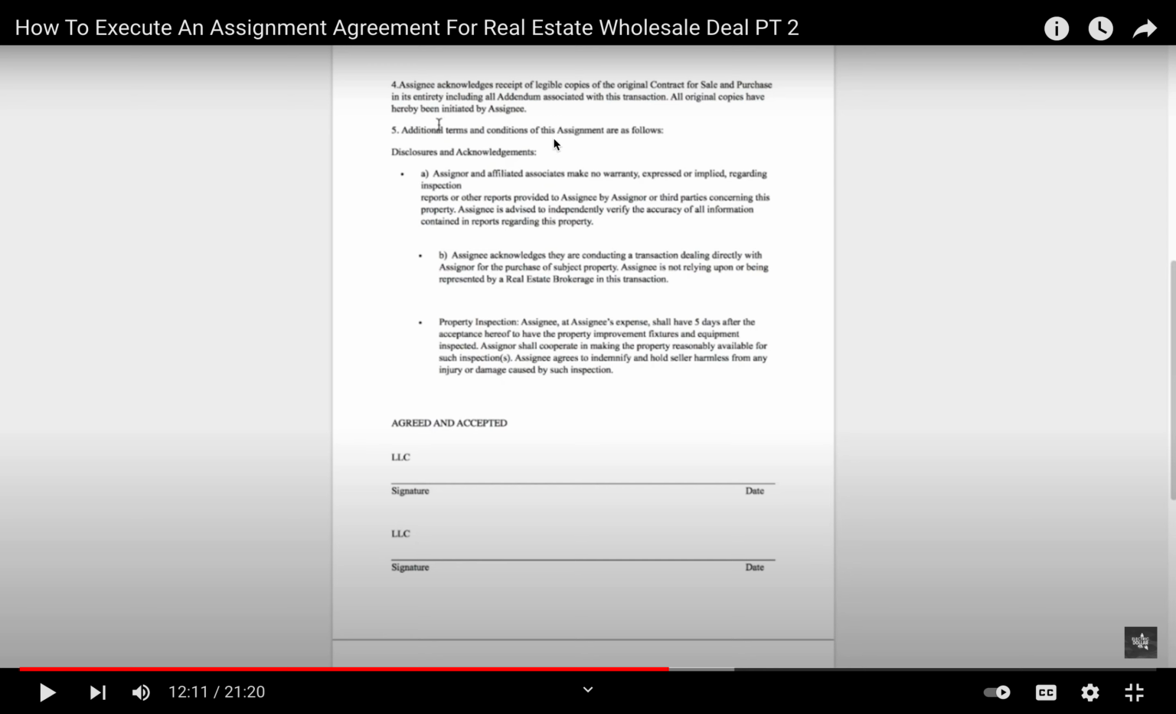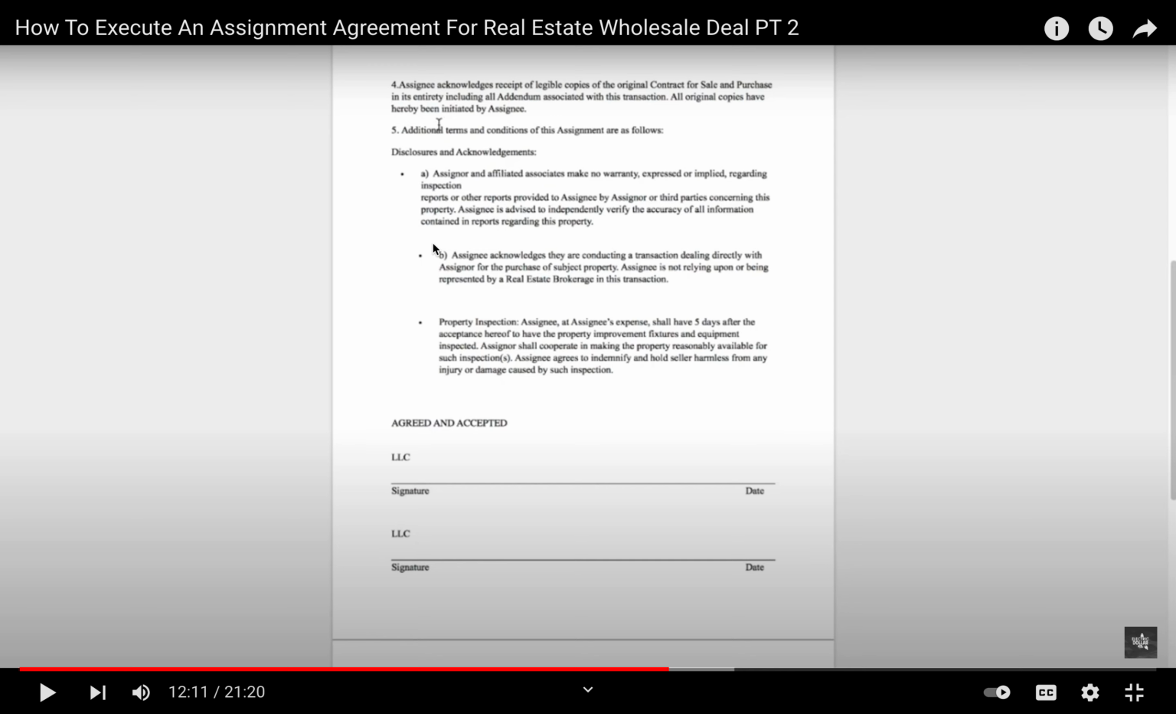Additional terms and conditions of this agreement are as follows. These are any disclosures and acknowledgments. Assignor and affiliate associates make no warranty expressed or implied regarding inspection reports or other reports provided by assignor or third parties concerning this property. Assignee is advised to independently verify the accuracy of all information contained in reports regarding this property. So this is pretty much saying that the buyer, the assignee, has to do their own due diligence. That's pretty much what that's saying in a nutshell. They got to do their own research.